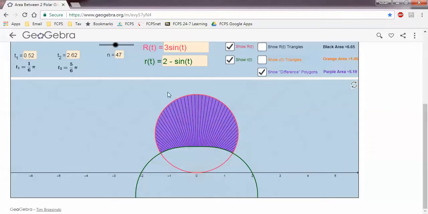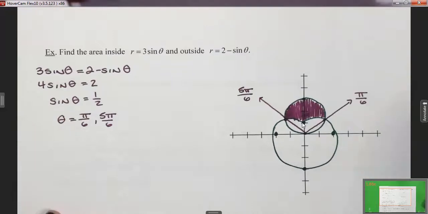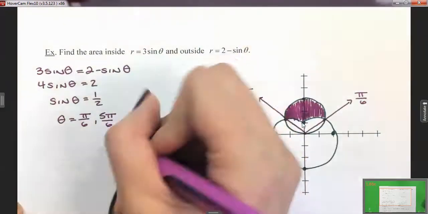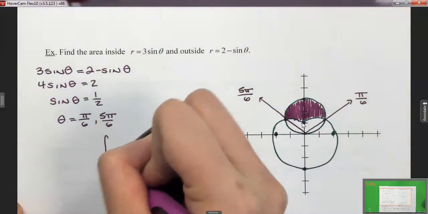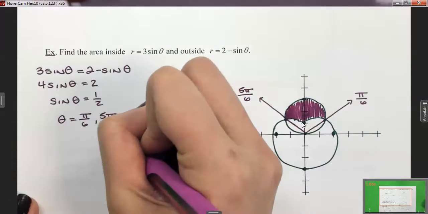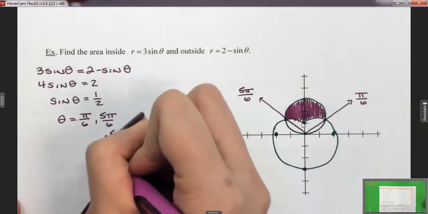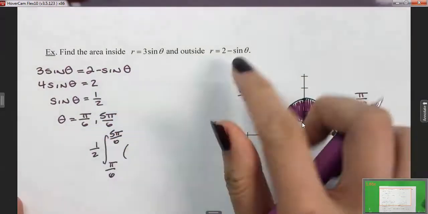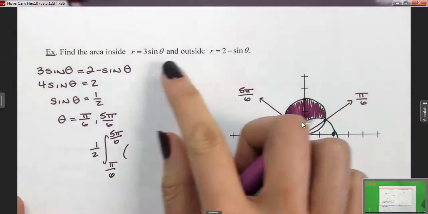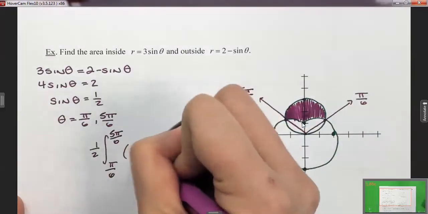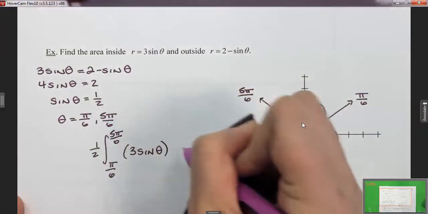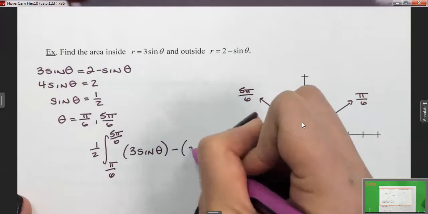Okay, so we just go integral from pi over 6 to 5 pi over 6, put the 1/2 in the front, and then circle, whatever's on the outside minus whatever's on the inside.